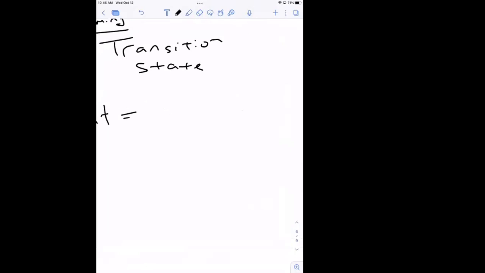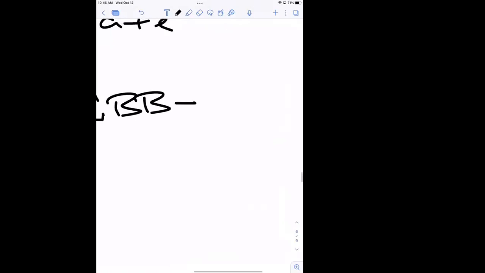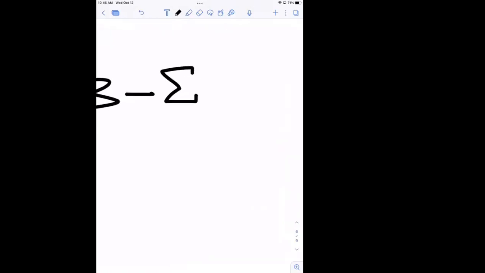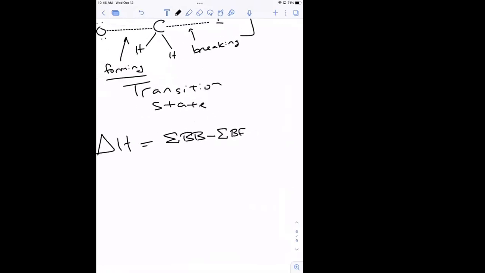Sometimes you break more than one bond. Sometimes you make more than one bond. So it's the sum of the bonds broken minus the sum of bonds formed. If you break two bonds, then you add those values together. If you break 3 bonds, you add them together, right? But delta H is going to tell me whether or not the reaction is exo or endothermic, and then I can use that information to extrapolate everything else.